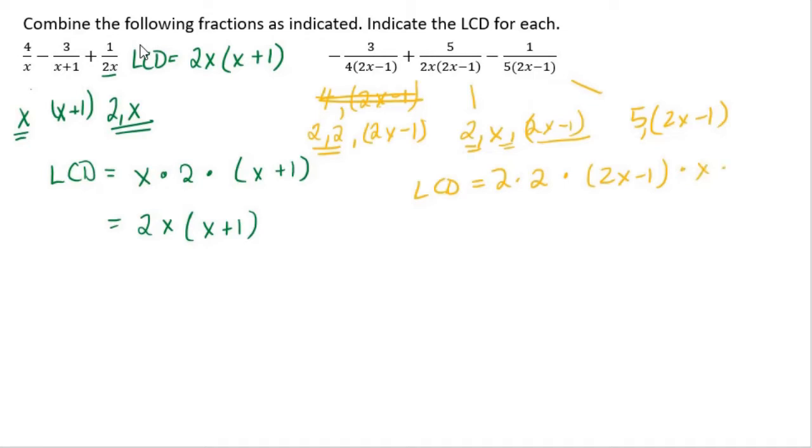So I'll make sure I multiply by x as well. And then finally, the only thing that's unique about the last denominator is the 5. Let's tidy this up. 2 times 2 times 5 is 20. We've got a single x and then the 2x minus 1. So for the second question, the lowest common denominator is 20 times 2x minus 1.